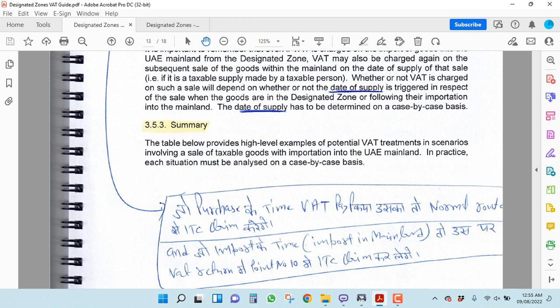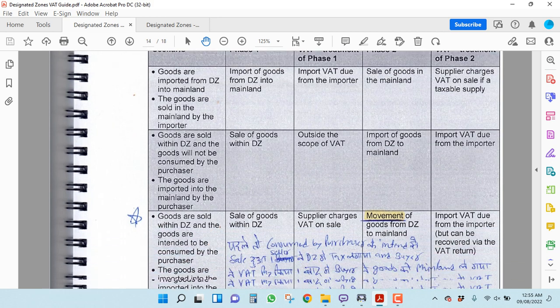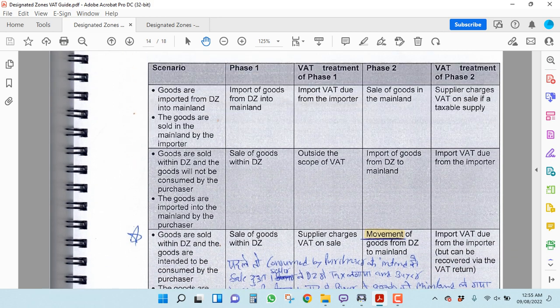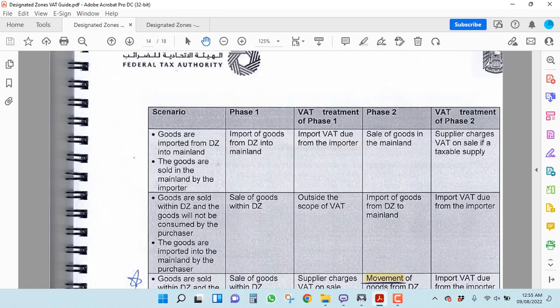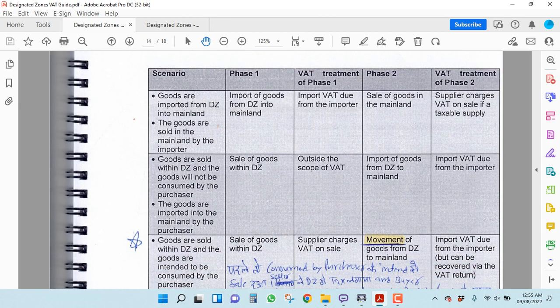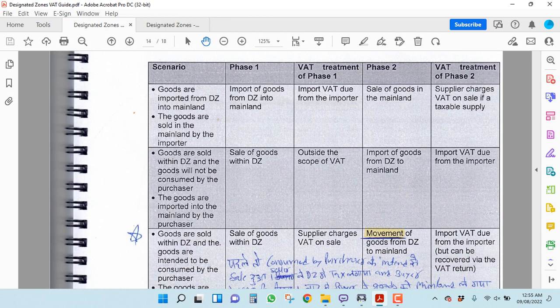Summary. The table below provides high level examples of potentials. We are going to the table now. Okay, there are two tables, this is the one and this is the two. If we understand these two tables, our 99% doubts regarding free zone DZ will be cleared.